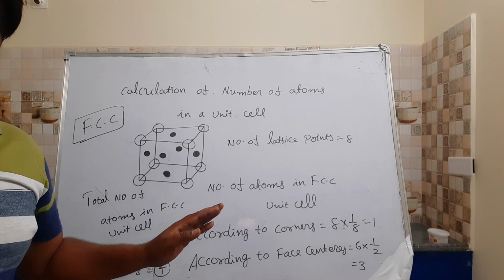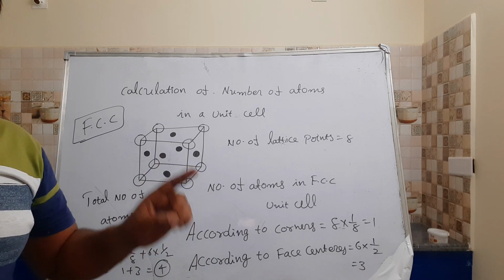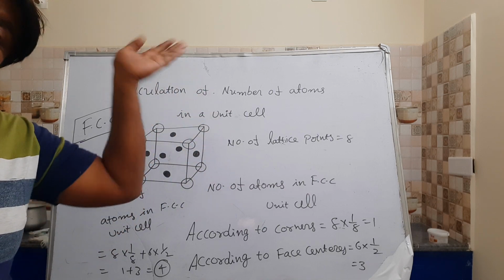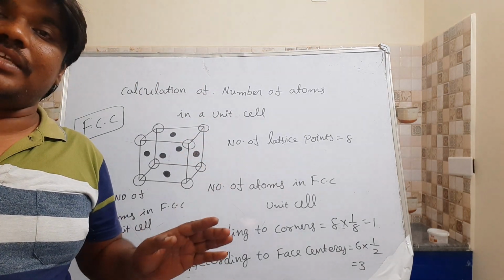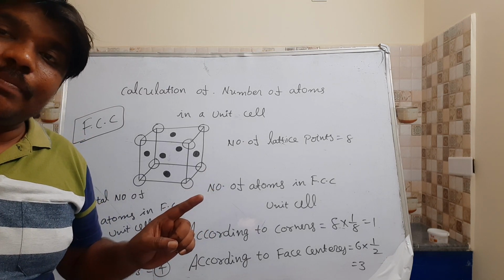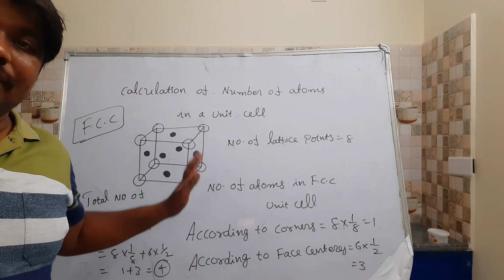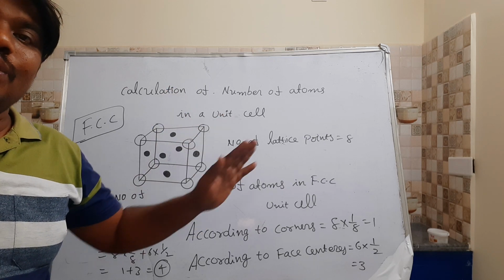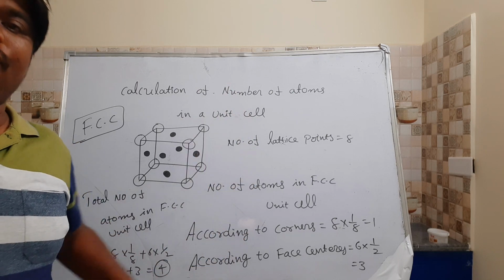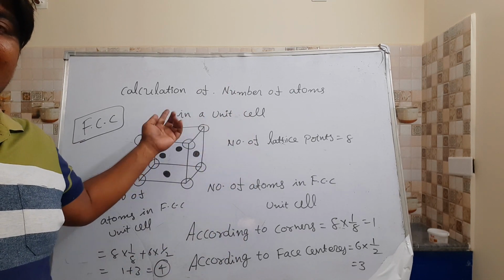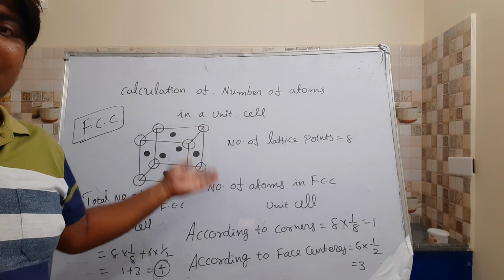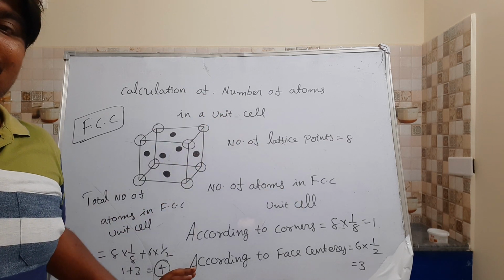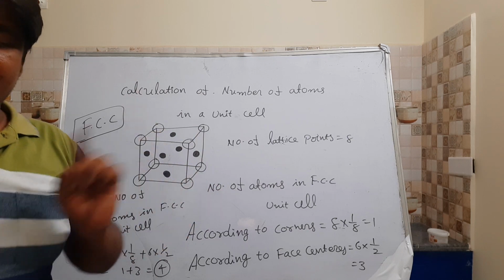In the simple cubic unit cell, total number of atoms is 1. But how many lattice points are there in a simple cube? 8 lattice points. Whereas in the FCC unit cell, total atoms are 4. Total lattice points: 8 corners, 6 face centers, 8 plus 6, 14 lattice points are present in the FCC unit cell, but only 4 atoms are there in a single FCC unit cell. You are getting my point?